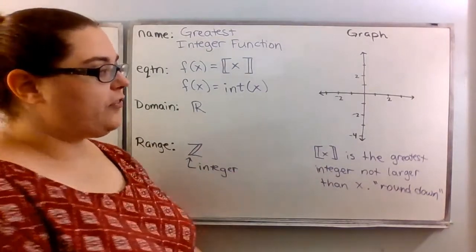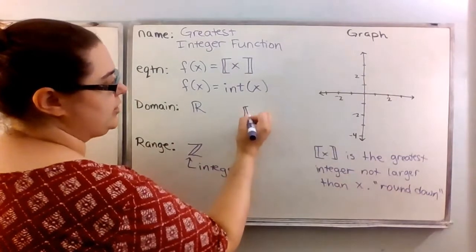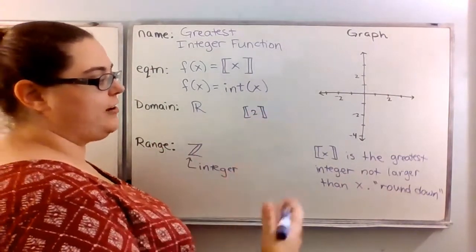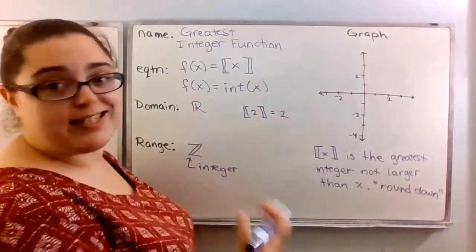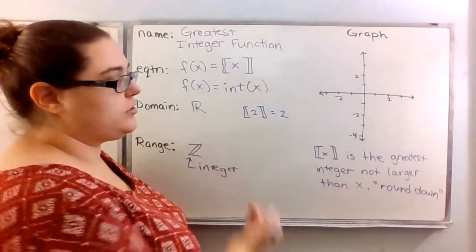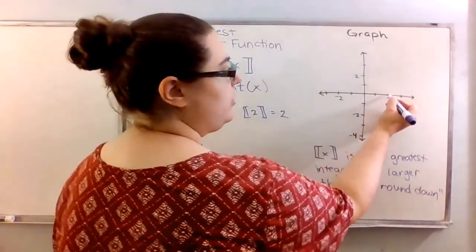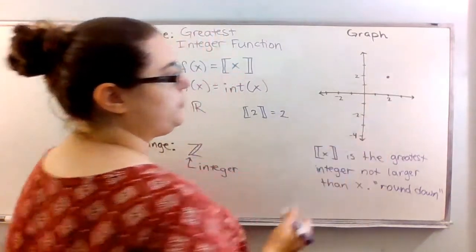So if I were to give you the greatest integer of 2, the largest integer that is not bigger than 2 is 2, right? 2 is not bigger than 2, and it's the closest integer to itself. So that means if I go to graph, the greatest integer function of 2 is going to be 2.